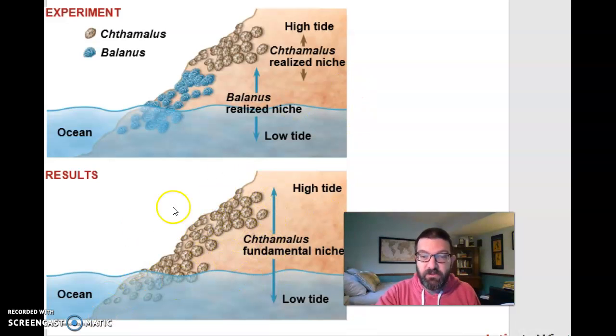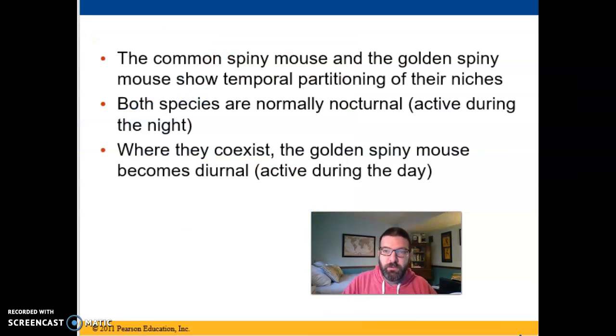They can live in this entire area, but they're outcompeted down here by the Balanus barnacles in real life, right? And so their fundamental niche is this whole habitat, but their realized niche is just this upper area where they're able to outcompete Balanus, which requires more access to water. So those barnacles displayed resource partitioning, and the resource was the habitat, the position where they lived on that cliff.